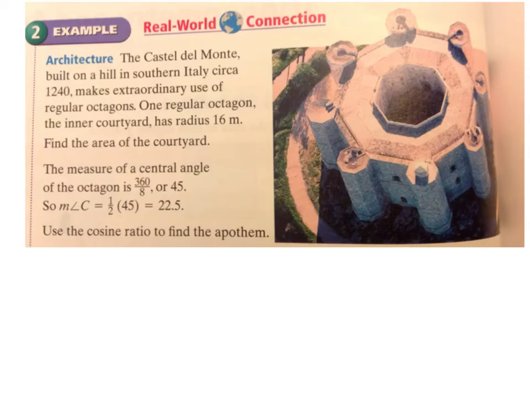Example number 2 asks us to find the area of the regular octagon in the Castel del Monte, which is a castle built in southern Italy circa 1240. Circa means about, the year 1240, so we're talking about 800 years ago approximately. So how are we going to get the area of the regular octagon in the middle of this castle? Well, here's a better picture of the regular octagon, which is in the inner courtyard of the castle.